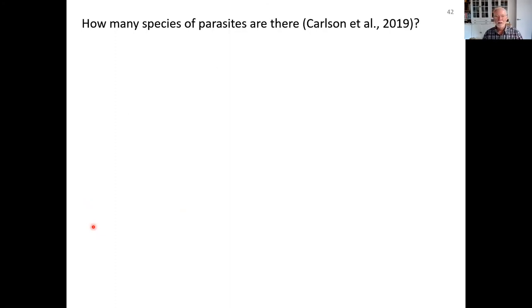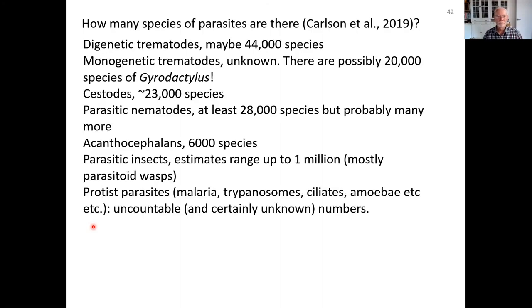We might ask, how many species of parasites are there? Well, we don't really know, but one recent estimate for digenetic trematodes is 44,000 species. Earlier, I said 25,000 species, which is an old estimate. For monogenetic trematodes, mostly in fish, sorry, we don't know. There are maybe 20,000 species in the genus Gyrodactylus alone. Well, that's a lot. Cestodes, the tapeworms, we don't know. The most recent estimate is 23,000 species.